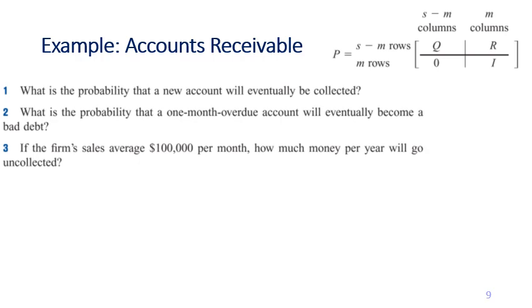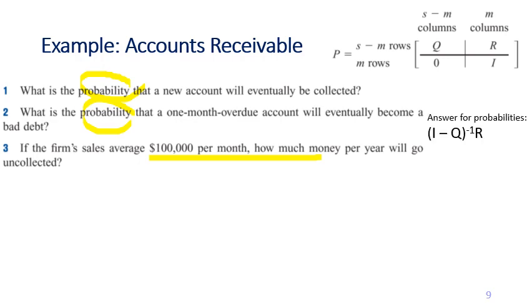So all these questions are related to probability. From the previous slide, we know that to answer all questions related to probabilities in absorbing chains, we need to compute (I minus Q) inverse times R.